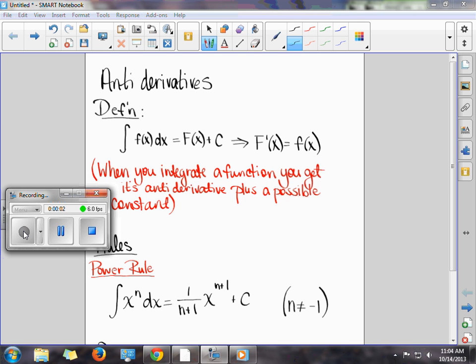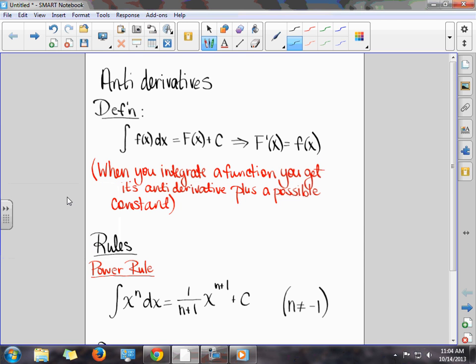Hey guys, we're going to talk today about antiderivatives. So you guys should have a pretty good understanding of the derivative. So now let's talk about if you're given a derivative, how you can get back to the original function.